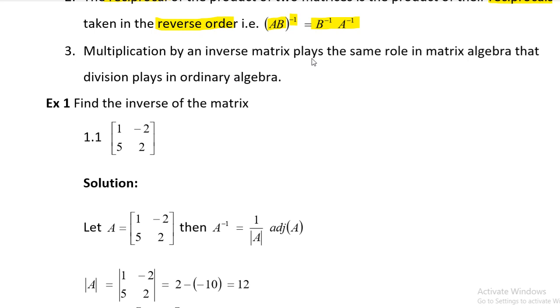Multiplication by an inverse plays the same role in matrix algebra that division plays in ordinary algebra. As we said, let's say you have 2 into x equal to 1, then how do you find x? You divide by 2, right? You divide by 2, you get your x. So x is equal to 1 by 2. So in this algebra, division played the role of finding the value of x.